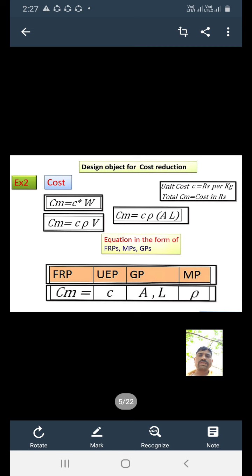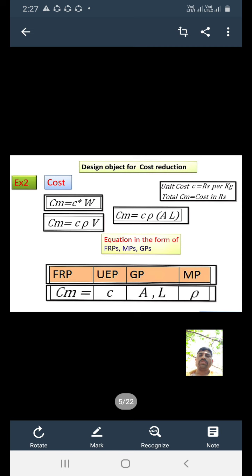Okay, then C, we can write CM is equal to C into rho into V. Rho again is density, V is the volume. Then you will get CM is equal to C into rho into A into L. V means volume of that given cylinder. How to calculate? Area into length. Then in that equation, the form of FRPS, functional requirement parameters, this is coming under the CM.